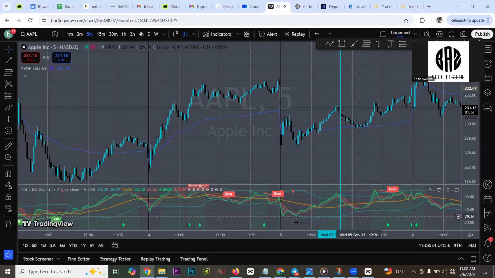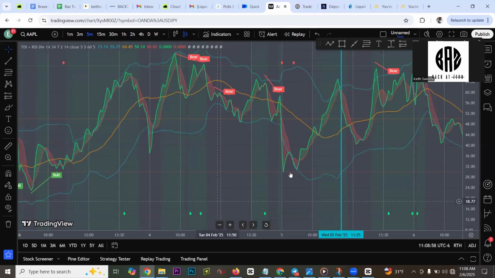You get the best results when you are outside the bottom piece of bread or outside the top piece of bread. Like right here, you see we're outside the top piece of bread and then we cross the red line to the downside. That's your entry. Here, we were outside the bottom piece of bread, then we crossed the red line to the upside. That was used for entry.